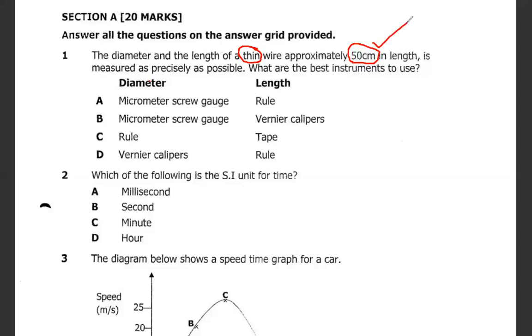The key things here are the thin wire as well as this distance. For this distance, 50 centimeters, the best that we can use here is a meter rule. We can use a meter rule to measure this 50 centimeters, and because the wire is very thin, I would suggest that we go for the micrometer screw gauge, because the micrometer screw gauge has the best accuracy and precision as compared to the vernier caliper. So we can settle for this.